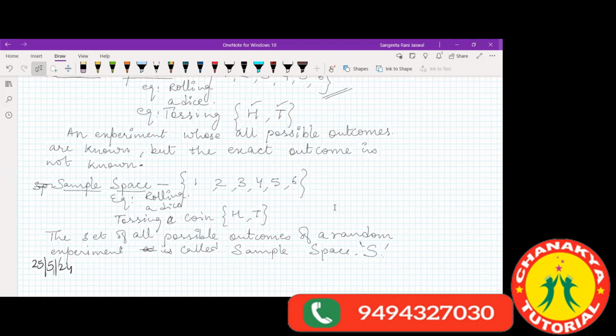There is another word that comes, that is trial. Trial means how many trials we are making. If I'm tossing a coin once, tossing a coin twice, rolling a dice once, rolling a dice twice, that is the number of trials. This is nothing new, so I'm not giving you any definition for trial.